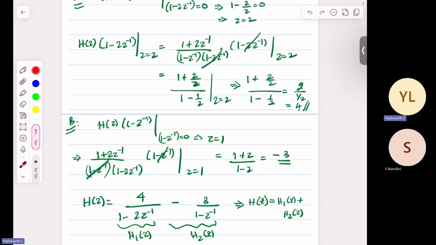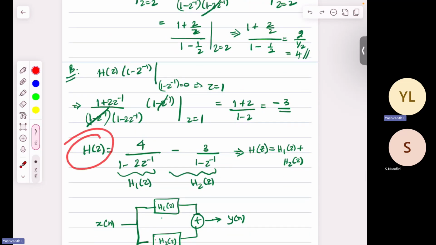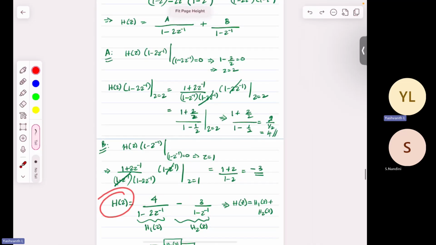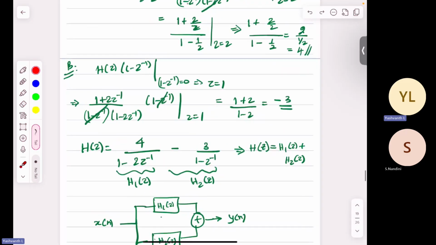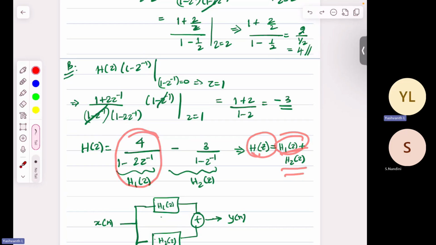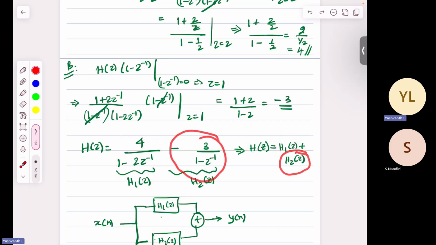Therefore, your partial fraction expansion is h of z equals 4 by 1 minus 2 z inverse minus 3 by 1 minus z inverse. So instead of the product version as in the cascade form, you have now decomposed h of z as a sum of two other filters, which is h1 of z given by 4 by 1 minus 2 z inverse plus h2 of z given by minus 3 by 1 minus z inverse.